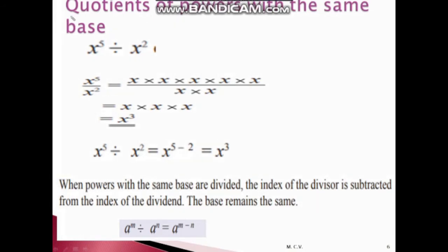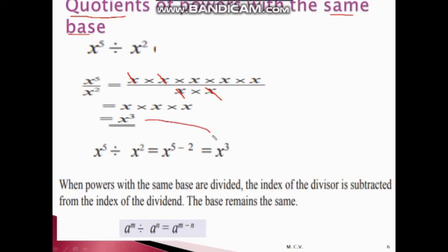Then let's learn the next part, quotients of powers with the same base. Here there's a division. We divide one power by another power, but the bases are equal. So we can expand this way. I have taken the example x to the power 5 divided by x to the power 2. We can expand and cut the numerator x's and denominator x's this way. Only 3 x's remaining. So the answer is x to the power 3.